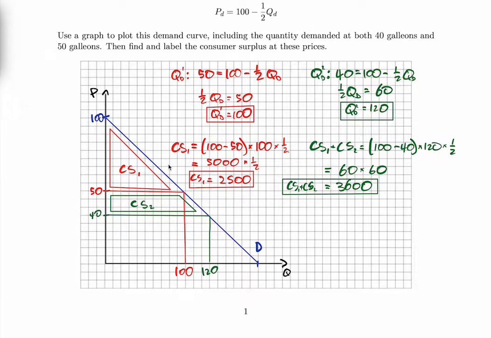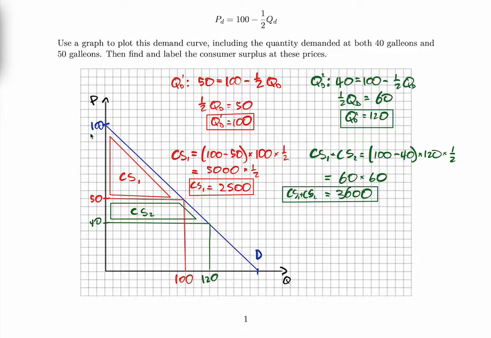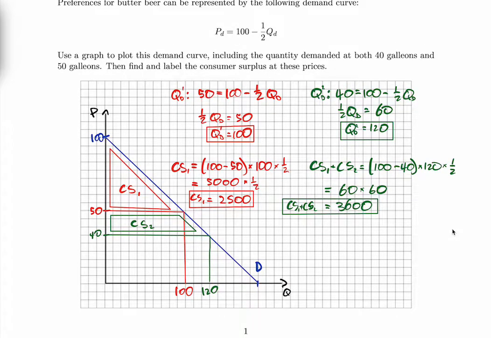So on the vertical axis, the first thing to do is just identify where the vertical intercept is. And this is going to be important when we come back to consumer surplus. We could find the horizontal intercept for the demand curve as well, but for our purposes, we don't actually really need it. Okay, so we have our two prices, 50 and 40.